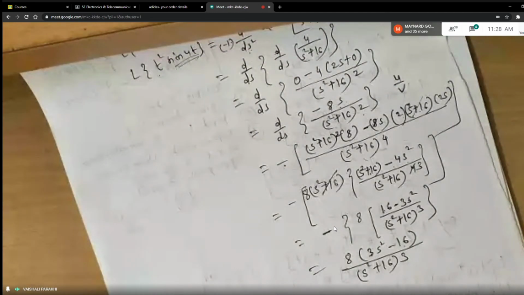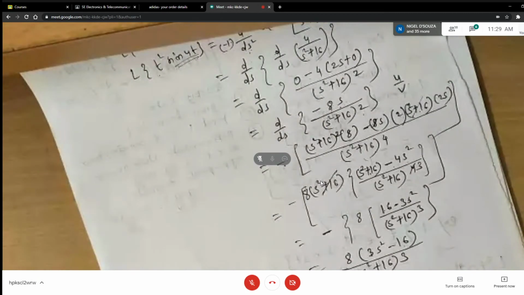Any doubt till here, students? All of you understood this? Even if you have any minor doubt, you can ask.